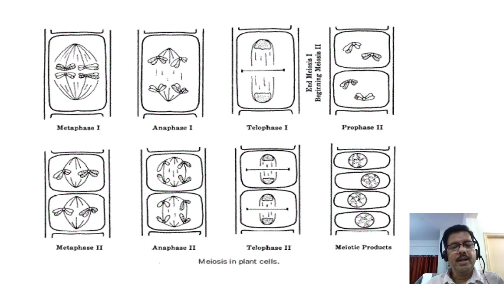These are the diagrammatic representations of meiosis, both meiosis I and meiosis II. Metaphase I, anaphase I, this is telophase I, then prophase II in meiosis II, and metaphase II, anaphase II, telophase II. So the end product of meiosis is the formation of four haploid daughter cells.